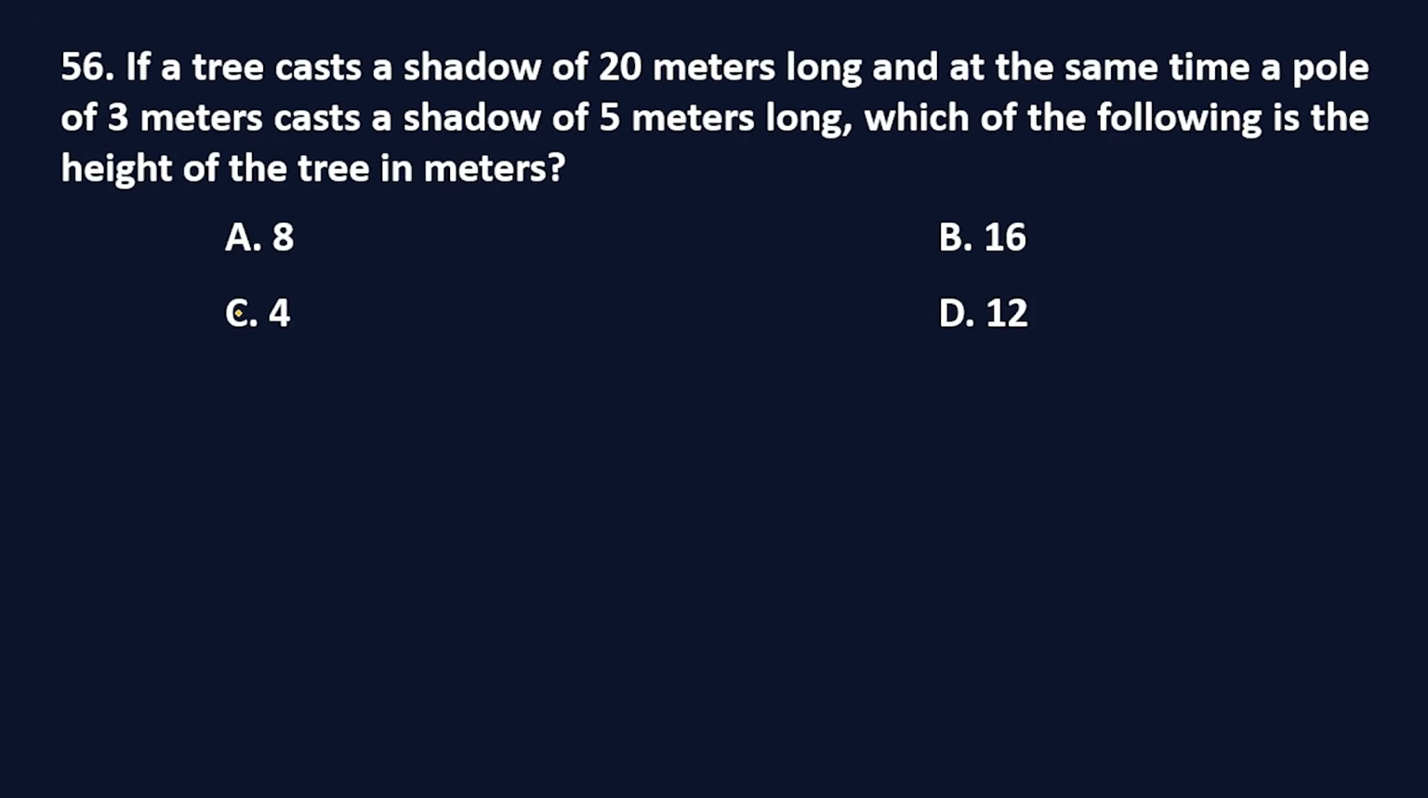If a tree casts a shadow of 20 meter long and at the same time a pole of 3 meter casts a shadow of 5 meter long, then which of the following is the height of the tree in meter?